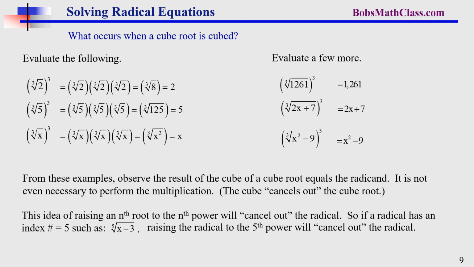Okay, so again, when you cube a cube root, it cancels out the cube root. Raising an nth root to the nth power will cancel out the radical. So we're only going to do cube roots and square roots in this video in the homework that I have. But if we had the 5th root of something, then you would raise the radical to the 5th power. Or if you had a 6th root, then you would raise it to the 6th power.